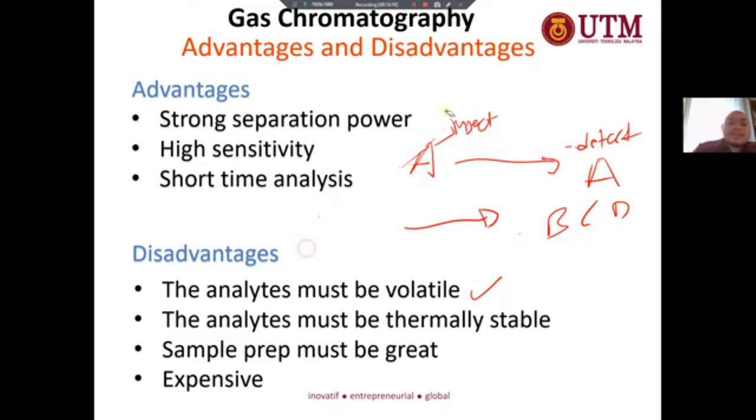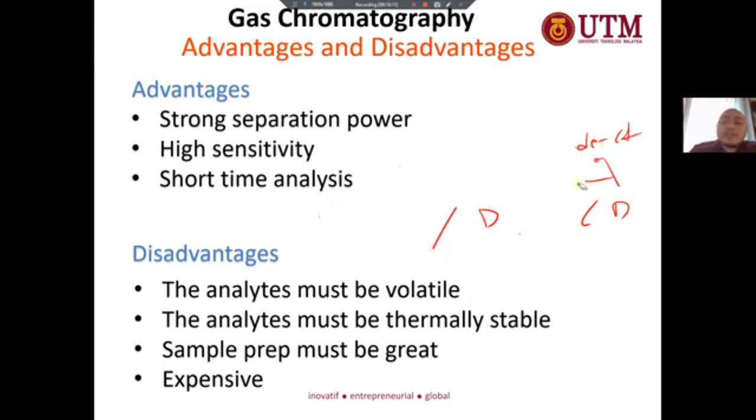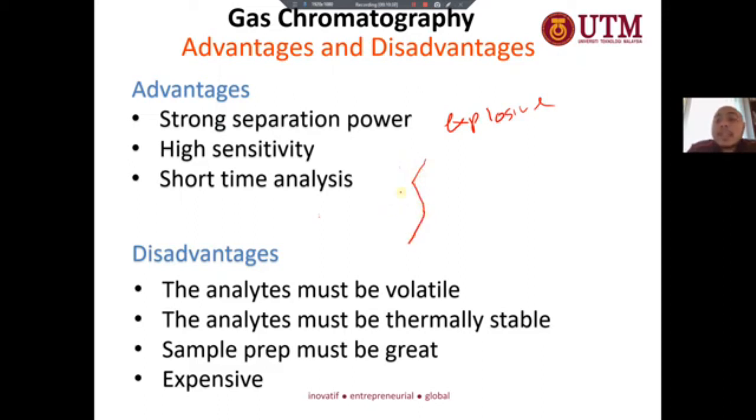What is an example of a compound that is not actually stable? One example is explosive. Explosive is not thermally stable, so when we apply heat, it will explode. That is the problem with the explosive. Same goes to the GC. For example, I have this compound. I don't really remember exactly the structure. I think we have the NO something over here, if I'm not mistaken.